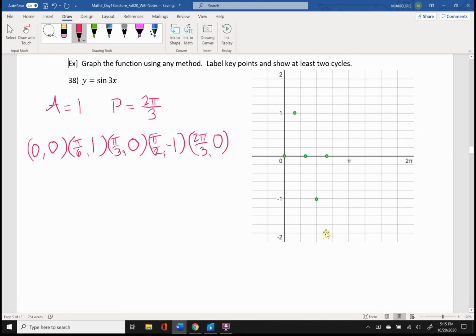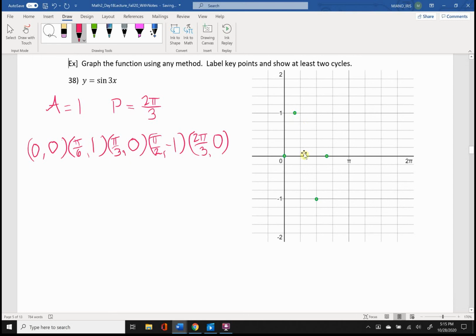So those 5 points are going to need to be graphed. And so here is the graph of those 5 points. Here's 0, 0, pi over 6, 1, pi over 3, 0, pi over 2, negative 1, and then 2 pi over 3, 0. So go ahead and draw a curve which starts here, goes up, and try and make it as smooth as you can.